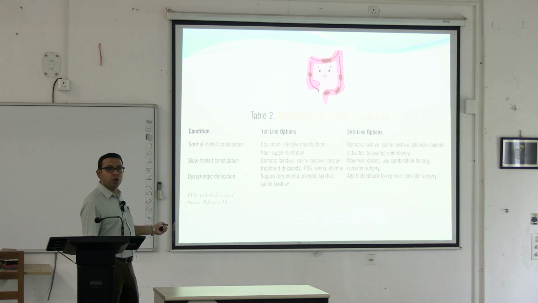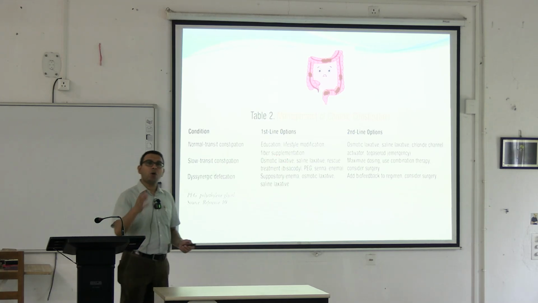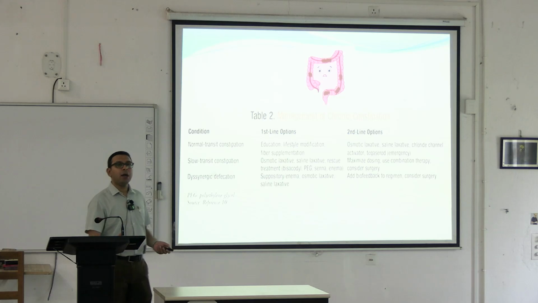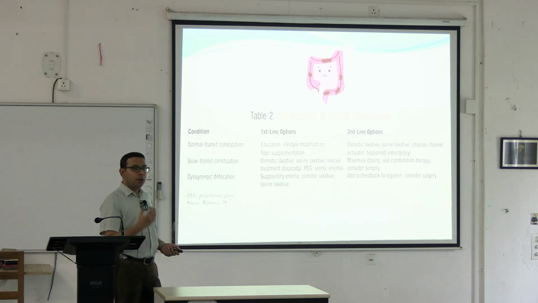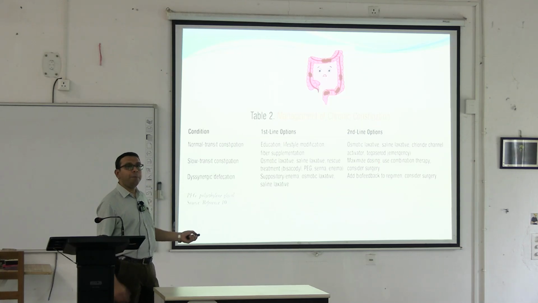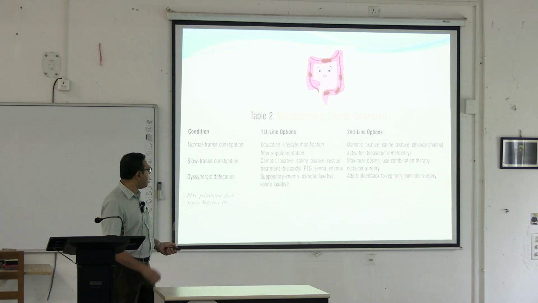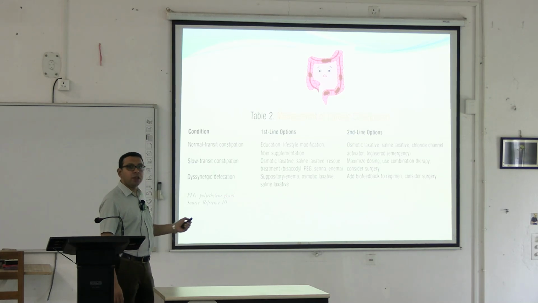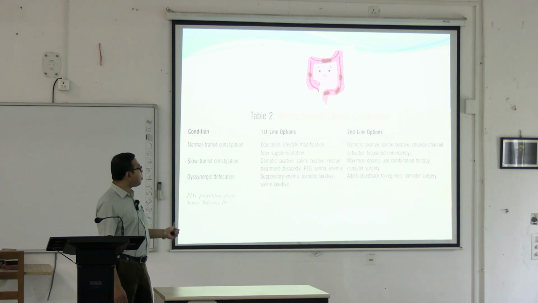For slow transit constipation, we should start with the osmotic laxatives, saline laxatives, and some rescue treatment. Rescue treatment is always with the stimulant laxatives like bisacodyl, senna, etc., but we can also use some osmotic ones like polyethylene glycol, or an enema when manual extraction is needed because the stool is not evacuated. As a second line option, we can maximize the dosing and use combination therapy from different pathophysiology. In dyssynergic defecation, when there is some defecation disorder, we can use a suppository or enema, osmotic or saline laxatives, and we can give some biofeedback therapy, and even surgery, etc.